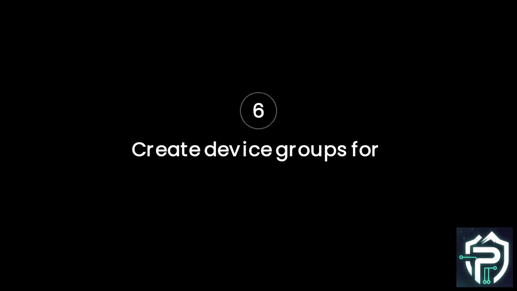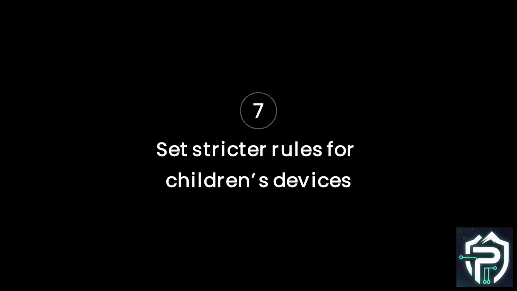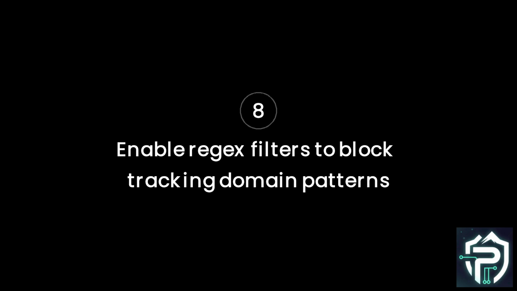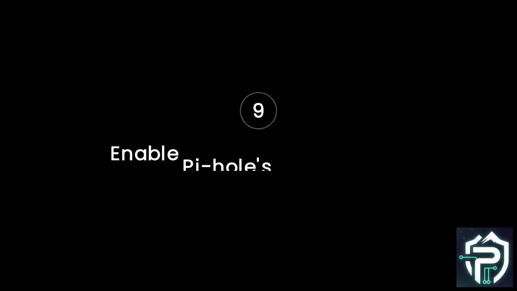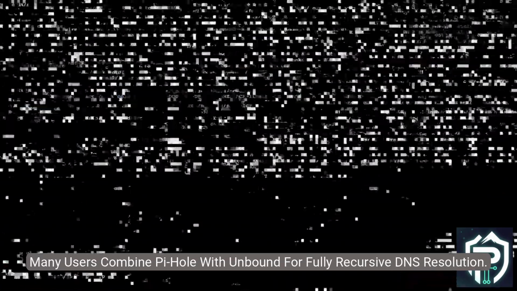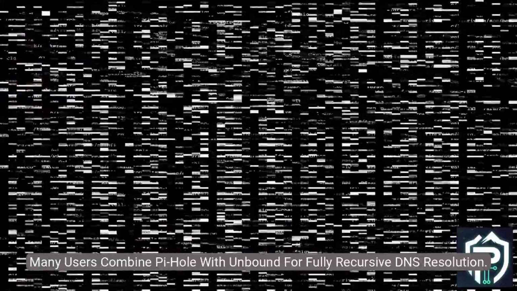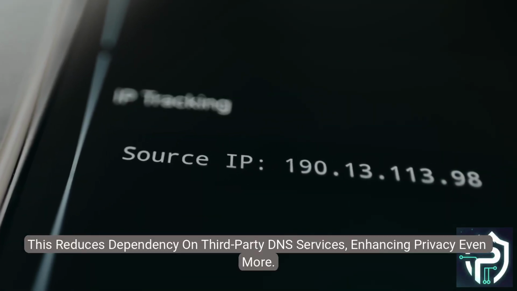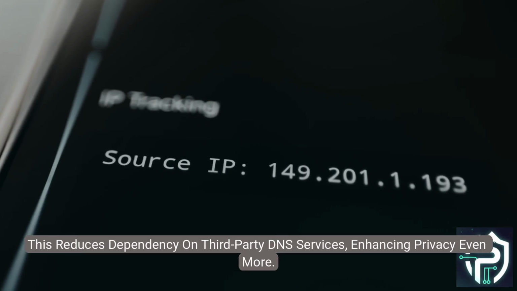Create device groups for different family members in the settings. Set stricter rules for children's devices and lighter ones for work laptops. Power users can enable regex filters to block entire patterns of tracking domains. If desired, enable Pi-hole's built-in DHCP server for tighter network control. Many users combine Pi-hole with Unbound for fully recursive DNS resolution. This reduces dependency on third-party DNS services, enhancing privacy even more.